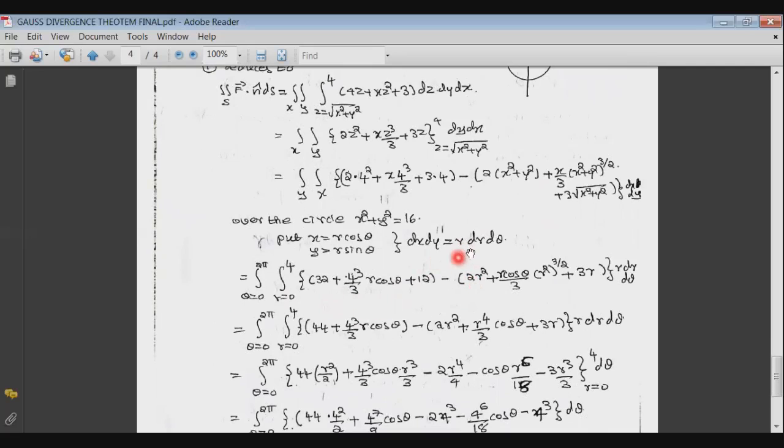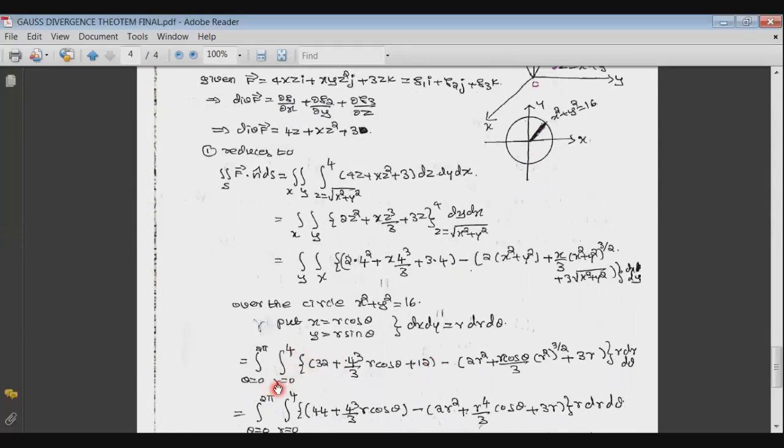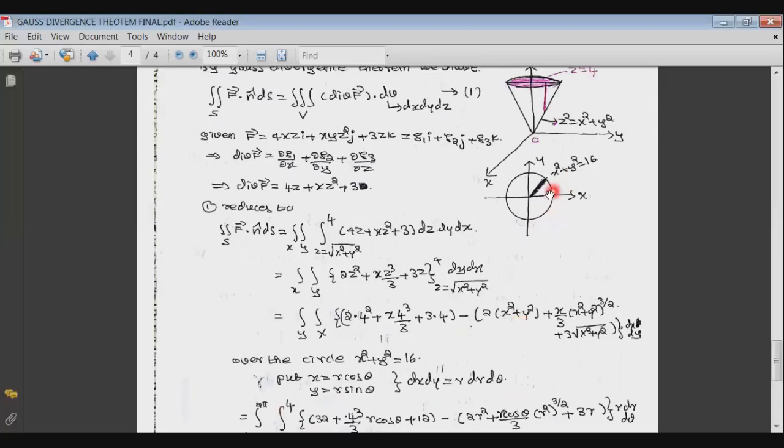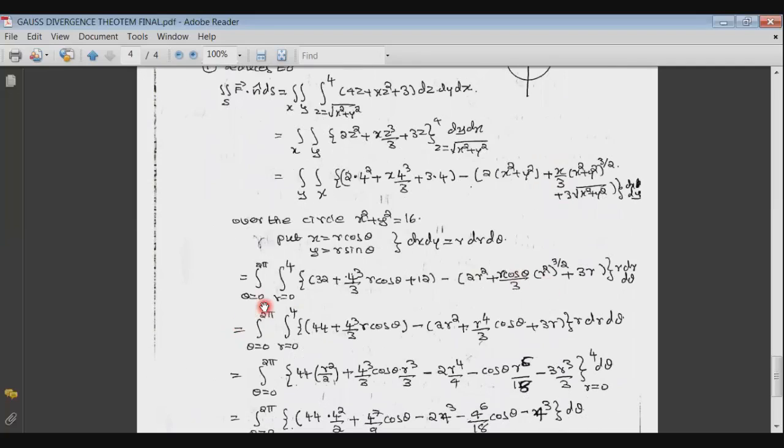Now the variation for r. Once you look at this, this is a radius. Radius varies from 0 to 4, that we have written, r varies from 0 to 4. And in order to cover this entire region, theta must vary over one full circle, that means theta varies from 0 to 360 degrees. That's why we have written theta varies from 0 to 2 pi. Wherever x is there, you take r cos theta. Wherever y is there, we take r sin theta.